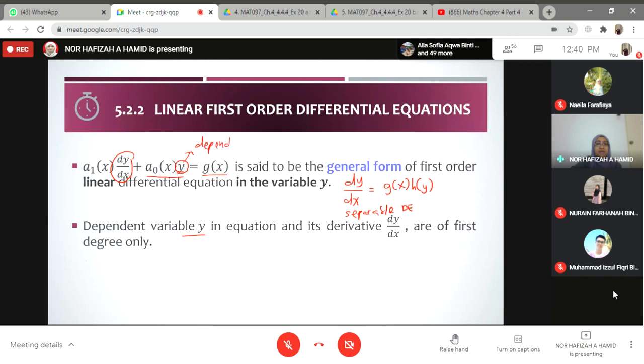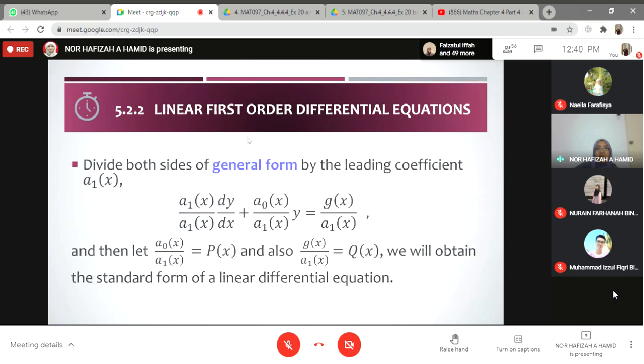So this is for the dependent variable, depending on your equation. If the dependent variable is y, then here it is y. If the dependent variable is z, then this becomes z. Okay, so this is the general form for linear.